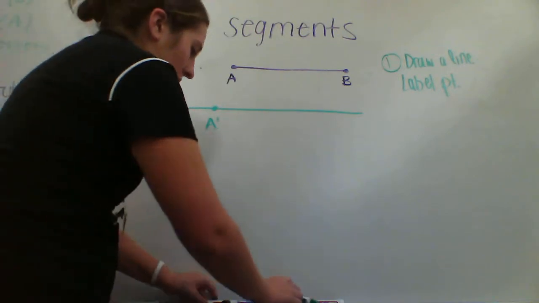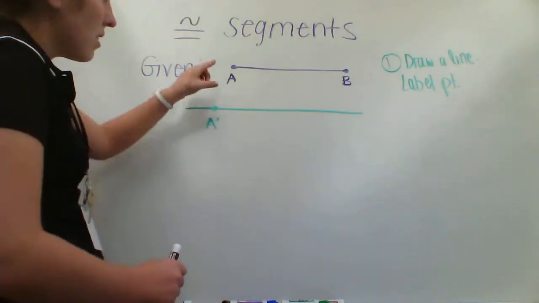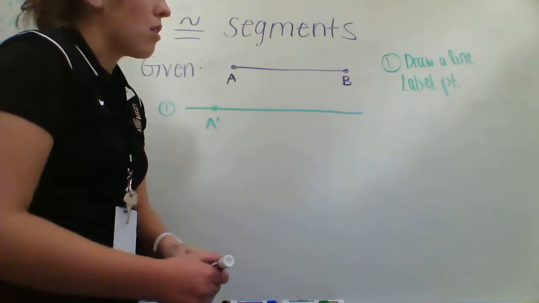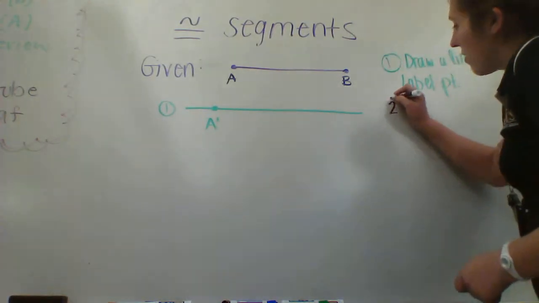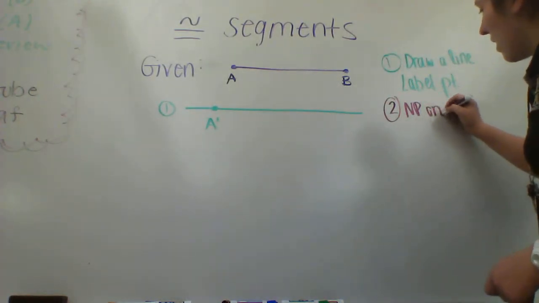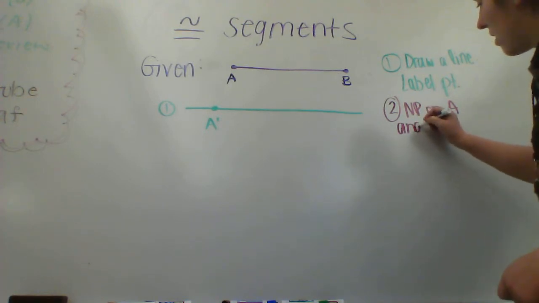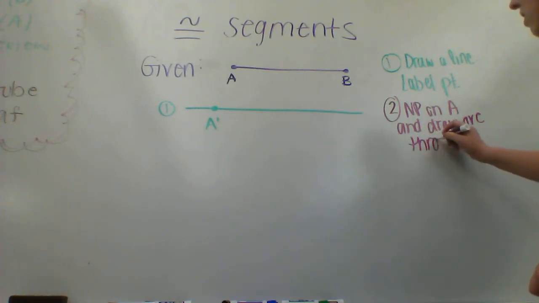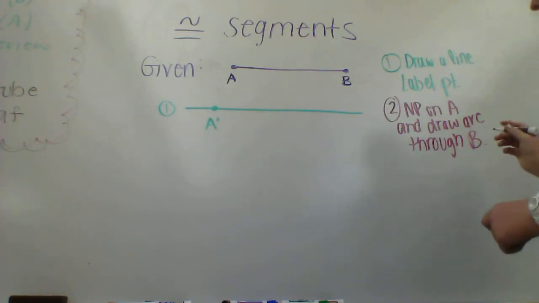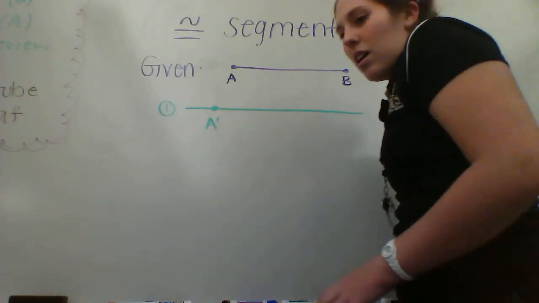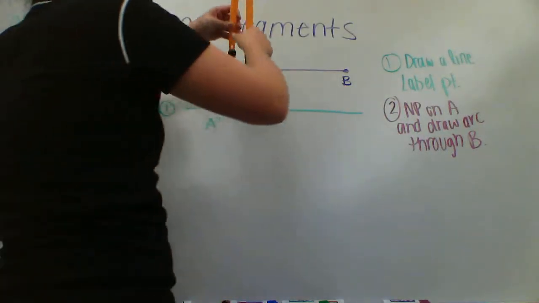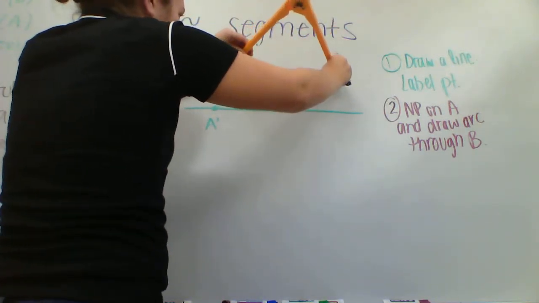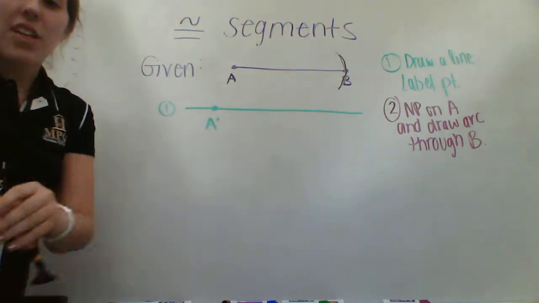Step 2 is you're going to place your compass and put the needle point on A and put the pencil point on B and draw an arc. So I'm going to abbreviate needle point for compass and put needle point on A and draw an arc through B. Right? This arc. So, I'm going to take my compass, put my needle point on A, and draw an arc right through B. Then you're going to freeze the compass.